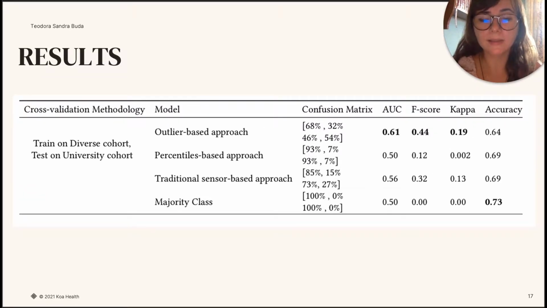Replicability is a crisis in multiple domains, and in particular in machine learning-based user models. Evaluating the same model in different experiments and under different conditions is essential to advance models towards real-world applications. So here we show how we trained on the diverse cohort and we tested on the university cohort, and still the outlier-based approach maintains the accuracy.